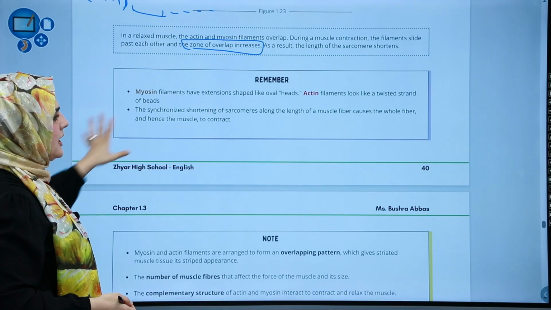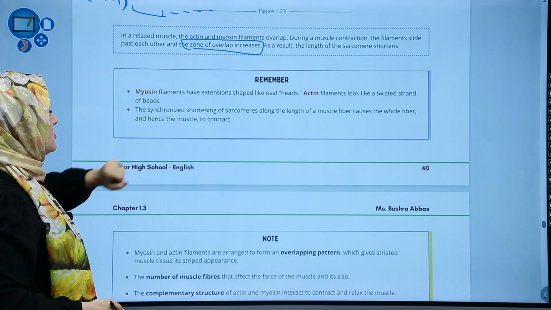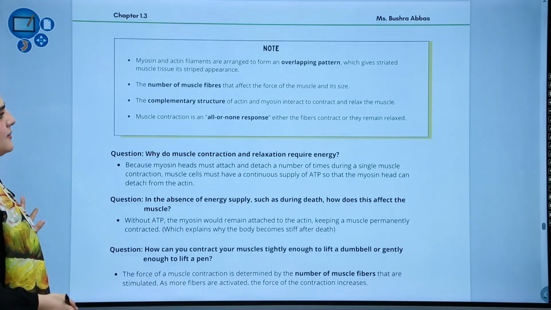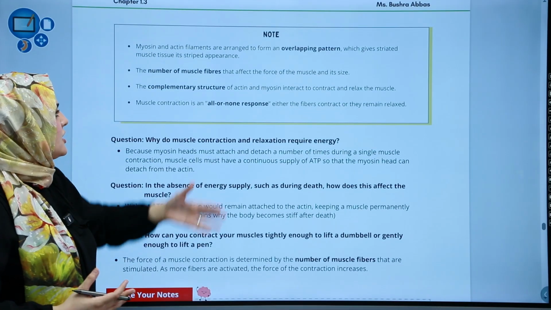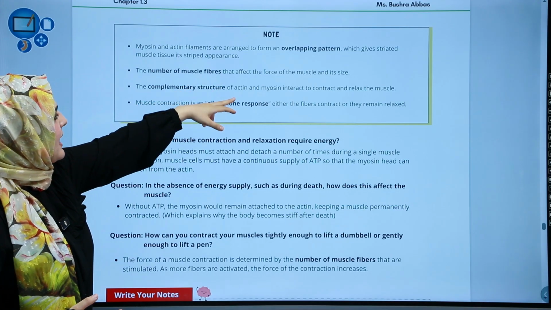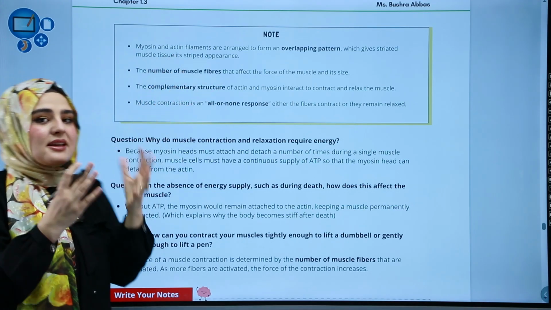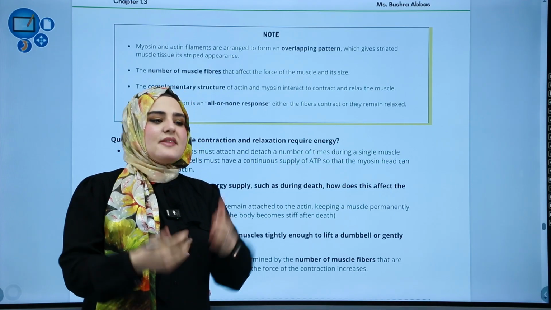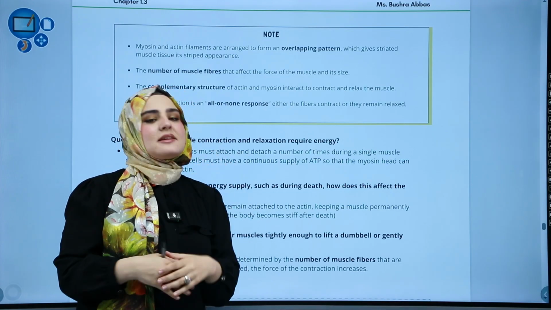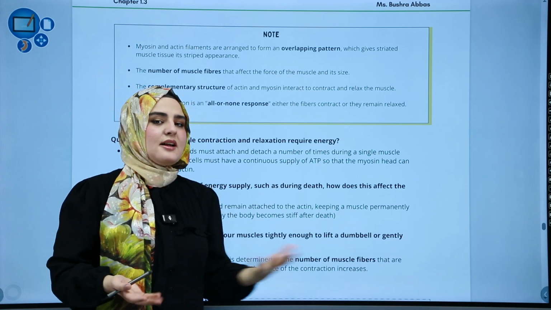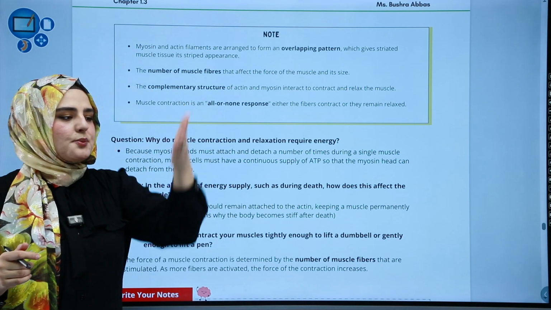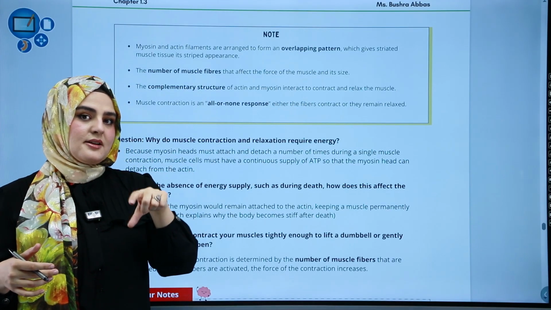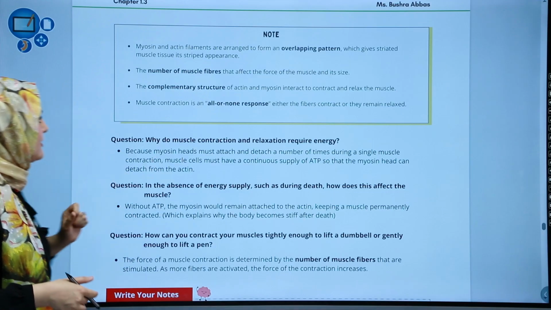There you go. There are some notes here about how these two are working. And then there is some information here. It says the overlapping pattern gives the striation to the muscles. Remember, that overlap area is creating a darker shade while the others are paler. This is why the muscles look striated in the microscope, like the cardiac muscle and skeletal muscle, we talked about that.